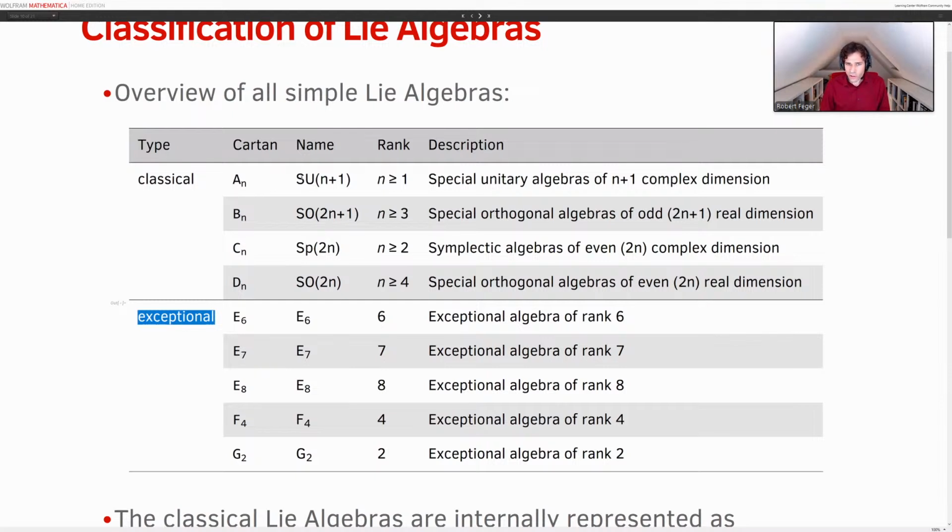So those are the traditional names. We used SU3, and as you can see here, SU3 is also called A2 in the Cartan labeling. Then the SOs, it depends on whether the dimension of the special orthogonal algebras is odd or even, and then they are either B's or D's. And there's also the symplectic algebra, which are the C's, or they are indicated by SP.